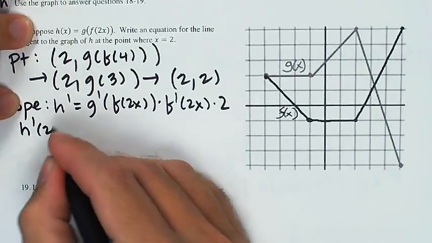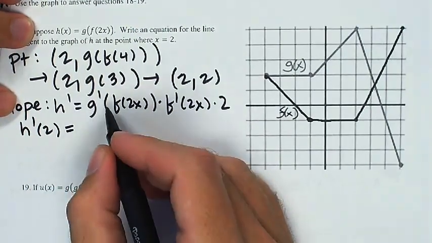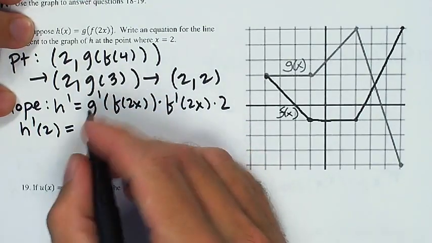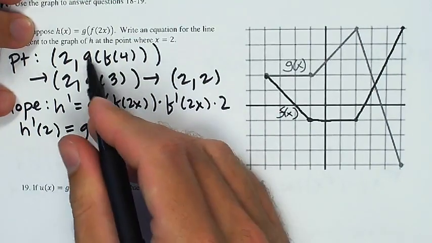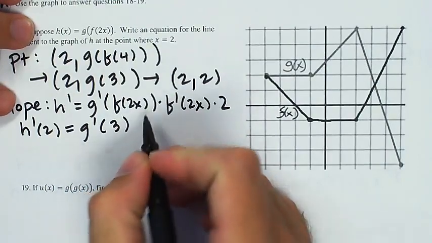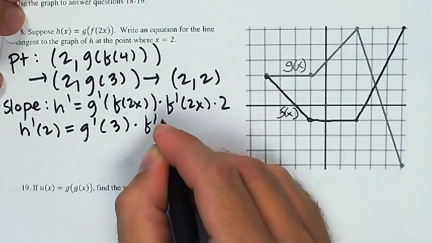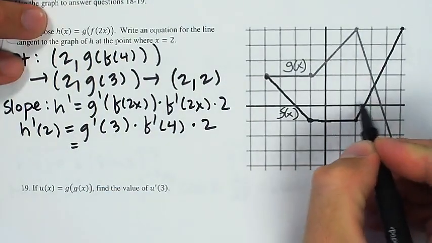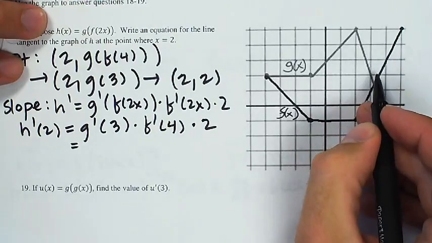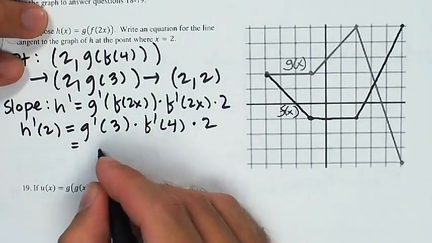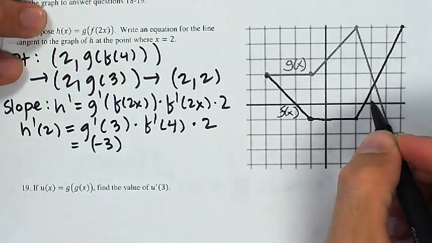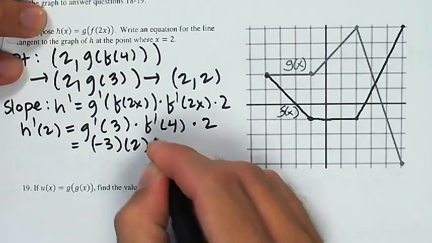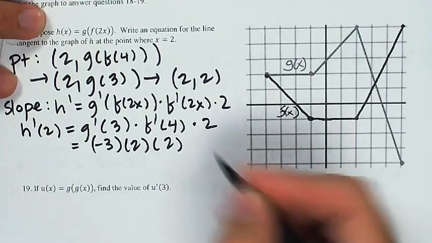h prime of 2 is equal to g prime of f of 4, which is going to end up being g prime of 3, because it was g of f of 4, now it's g prime of f of 4, so like that. Then f prime of 4 times 2, which is looking like, okay, g prime at 3, g is decreasing 3 each time x increases by 1. So I've got negative 3. F prime at 4, 2, 3, 4 is looking like positive 2. And then times 2 again for the chain rule back here.